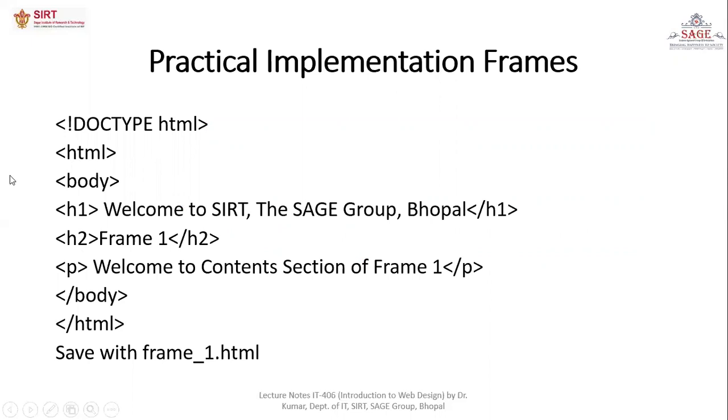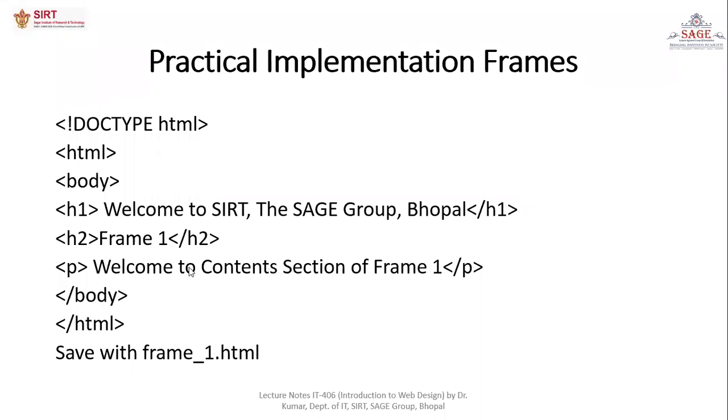Now this was the first one, a doctype HTML body. Welcome to SIR. This is Group Bhopal, and this is frame one. This is normal coding. Doctype means we are using HTML5. This is the HTML tag, then body. Inside the H1 tag, we write Welcome to SIR. This is Group Bhopal, and inside that is the H2, where I write frame one. In the paragraph, the P, I write Welcome to the content section of the framework. So this was the first implementation, and I saved this with the help of the framework.